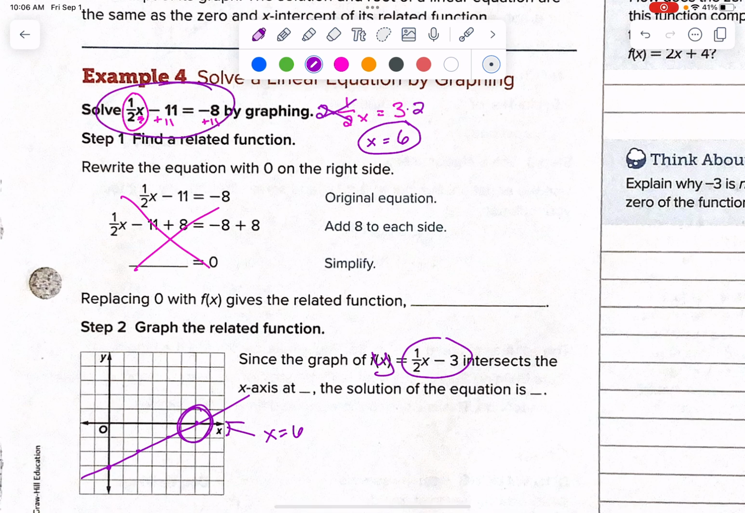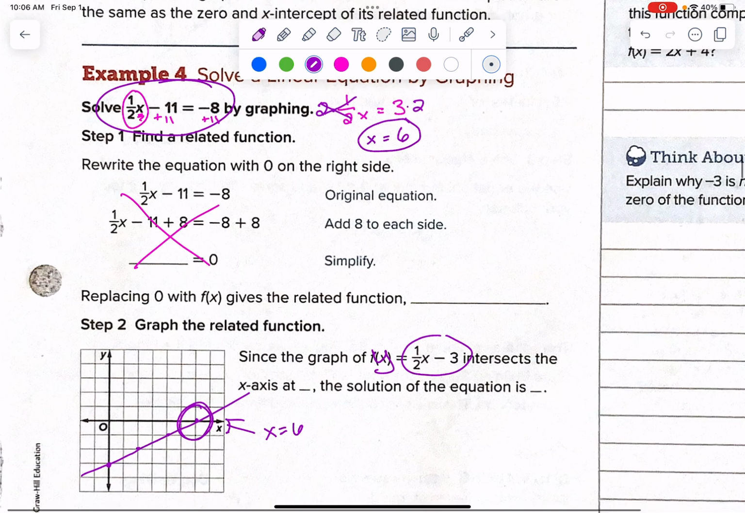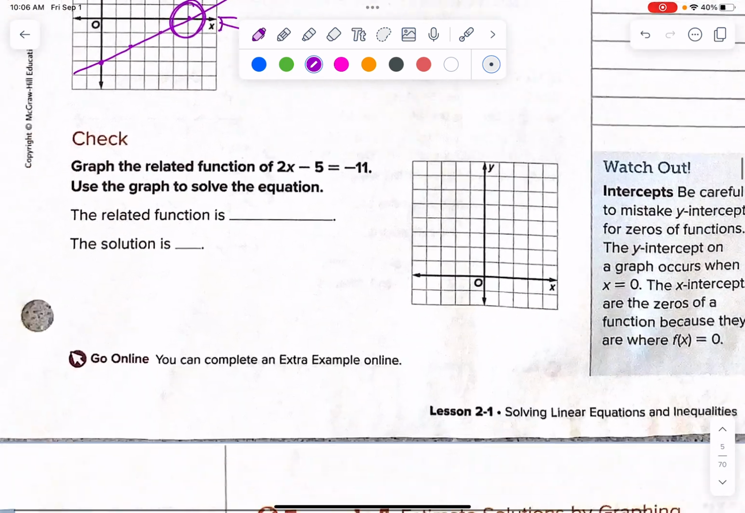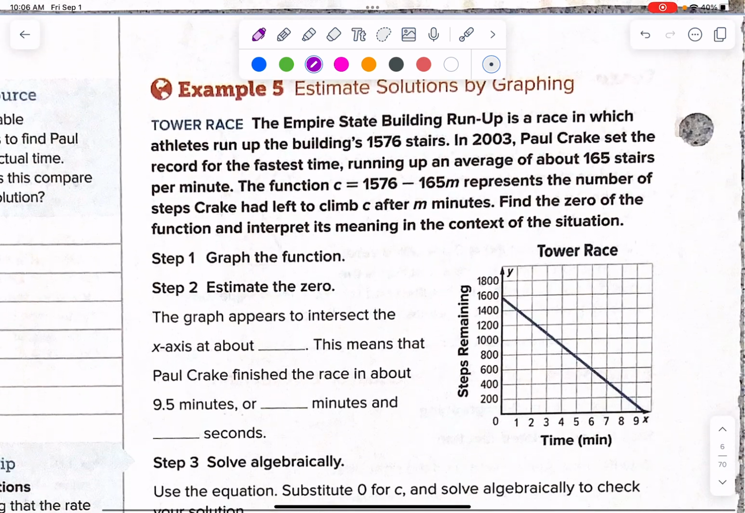When they give you this, keep in mind that when we get x equals 6 as an answer, that's what it means, that it's where it crosses on the x-axis, okay? So that's how that works, okay? Let's go to this one right here.